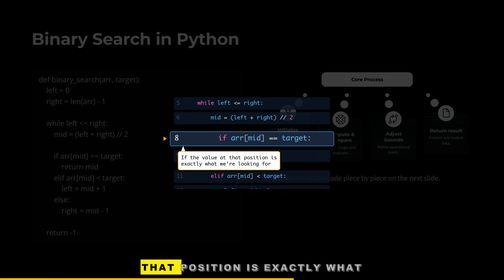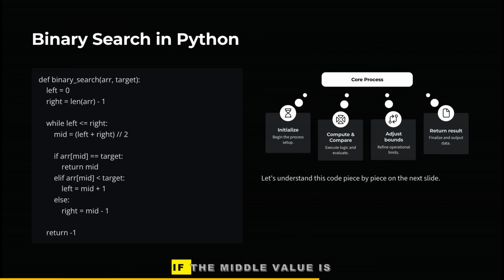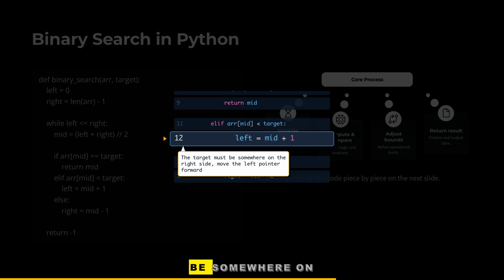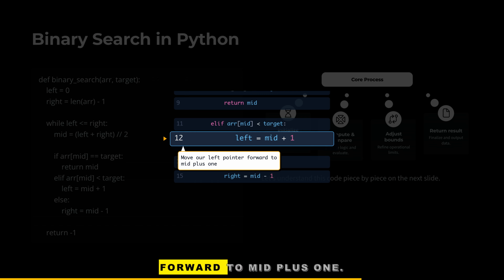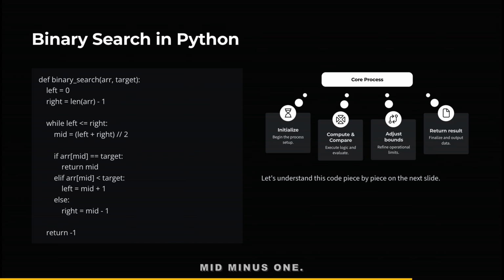If the value at that position is exactly what we're looking for, great, we return that index immediately. If the middle value is smaller than our target, that means the target must be somewhere on the right side. So we move our left pointer forward to mid + 1. If the middle value is larger than our target, the target must be on the left side, so we move our right pointer back to mid - 1.